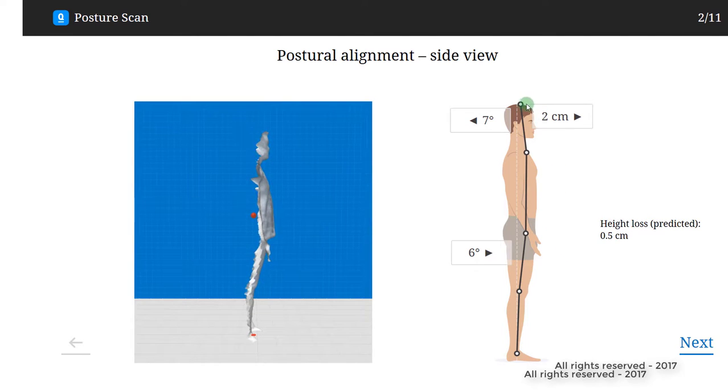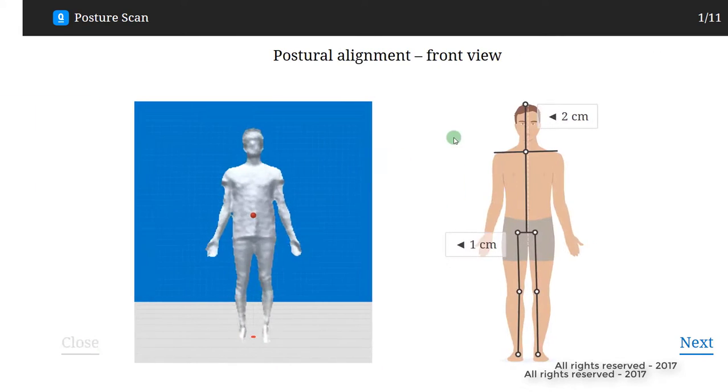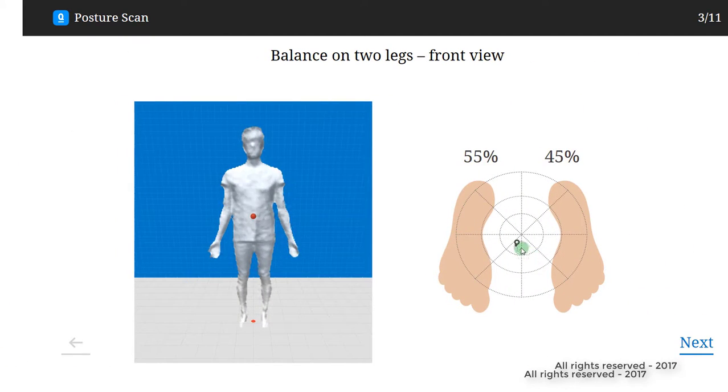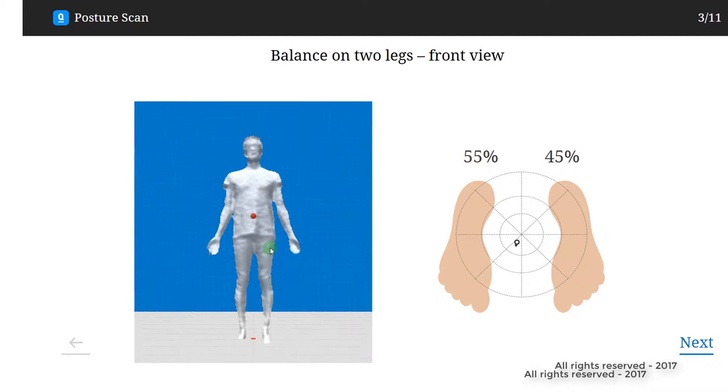This person's center of head is 2 centimeters forward of the midline. And as we saw previously, it is 2 centimeters to the right. So we have a corresponding center of mass which happens to be forwards and also happens to be slightly to the right, with 55% of the body weight distributed on the right leg and 45% distributed on the left, based on the postural alignment.